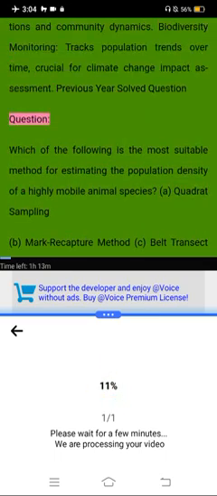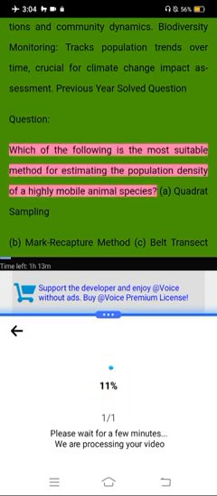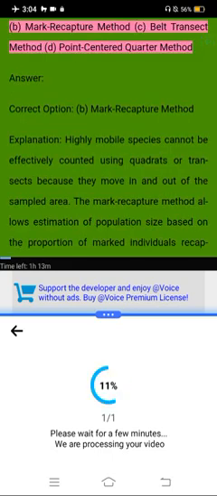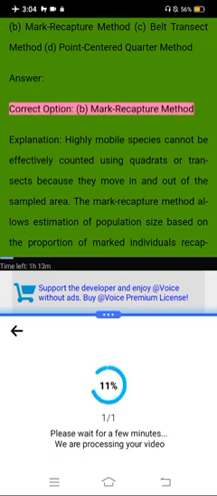Previous year solved question. Question: Which of the following is the most suitable method for estimating the population density of a highly mobile animal species? A. Quadrat sampling. B. Mark-recapture method. C. Belt transect method. D. Point-centered quarter method. Answer: correct option, B. Mark-recapture method.